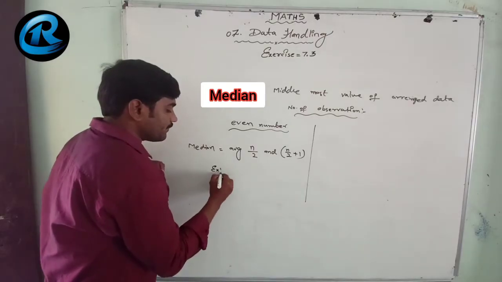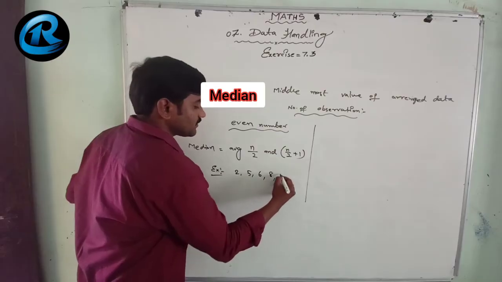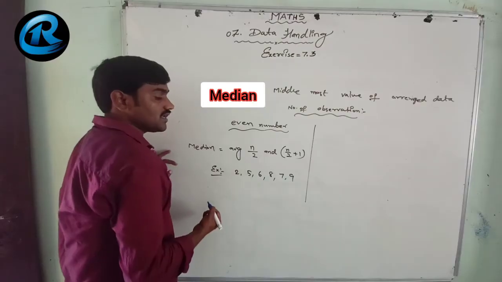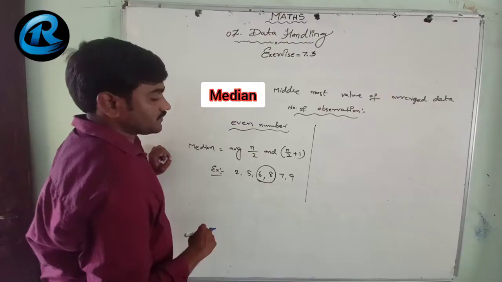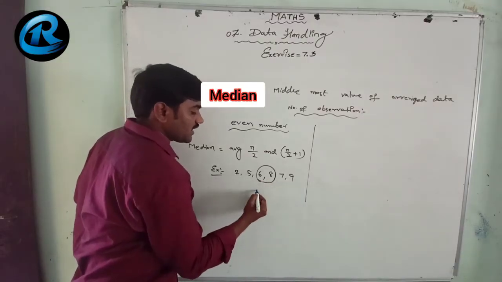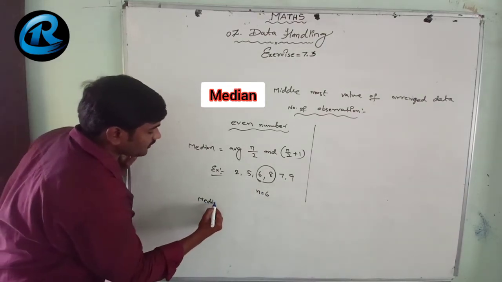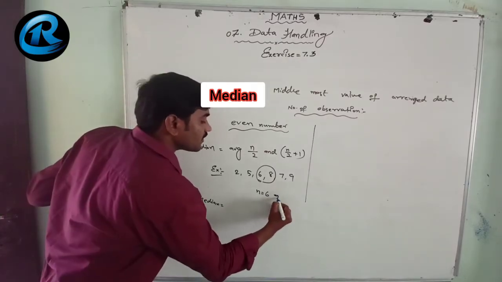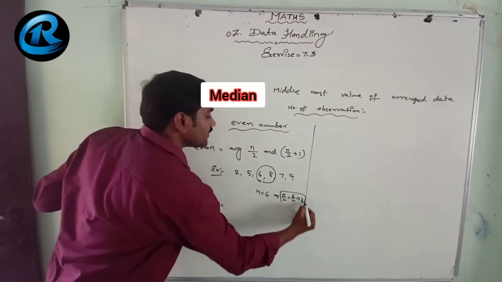Suppose, for example, 2, 5, 6, 8, 7, 9. 1, 2, 3, 4, 5, 6. What are the middle numbers? That means the number of observations is 6, n equal to 6. The median we find using the formula: average of n by 2 and n by 2 plus 1. Here n equal to 6, so n by 2 is 6 by 2, that equals 3.